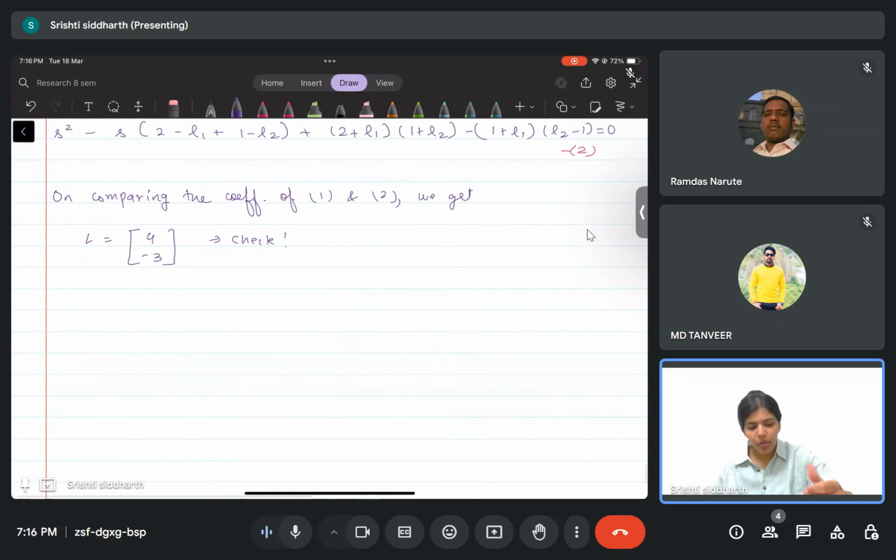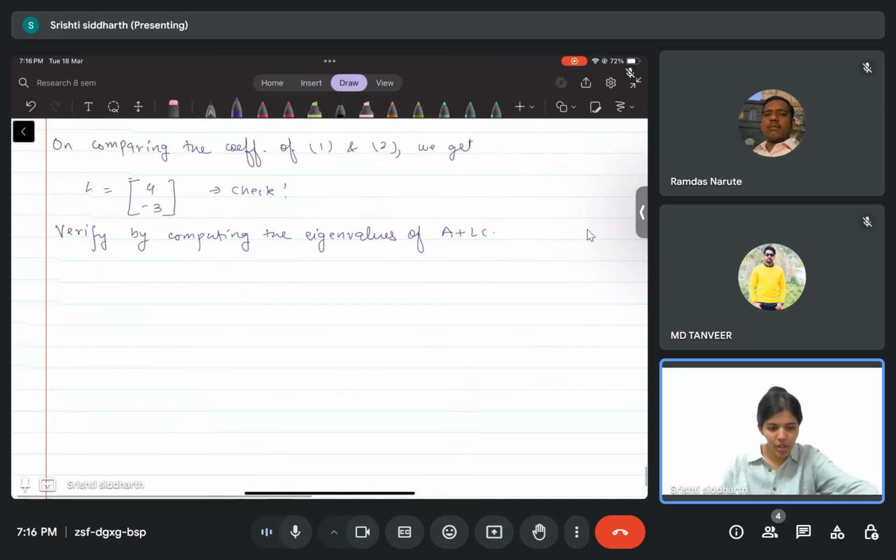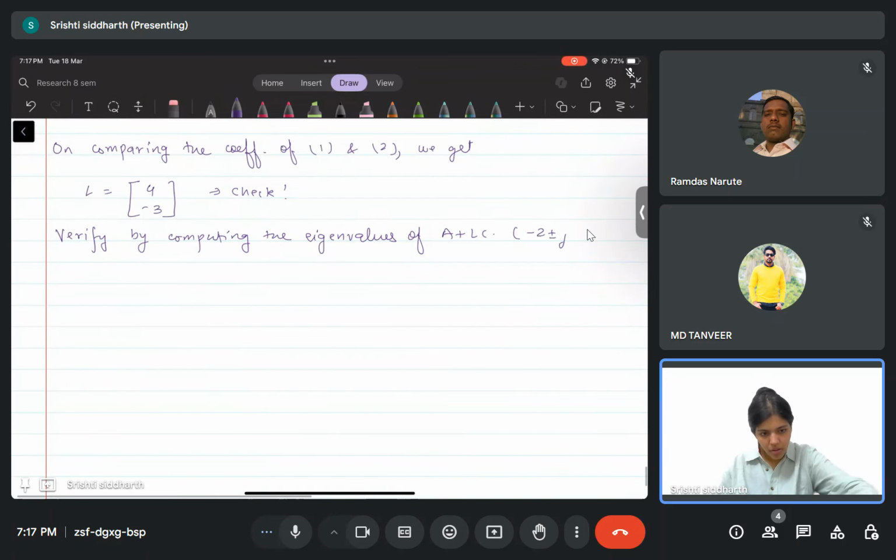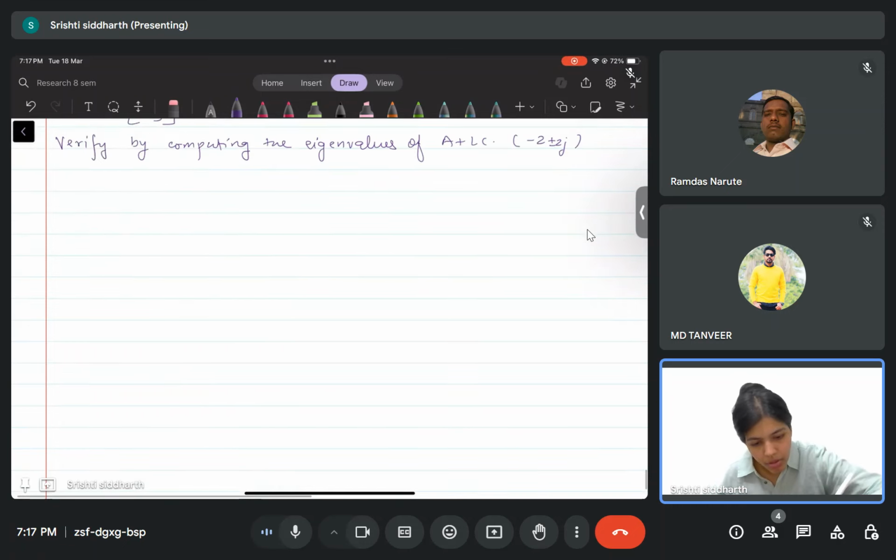One way to verify is to simply compute the eigenvalues of A plus LC. They should be located at minus 2 plus minus 2j. Now we'll talk about the reduced dimensional state estimator.